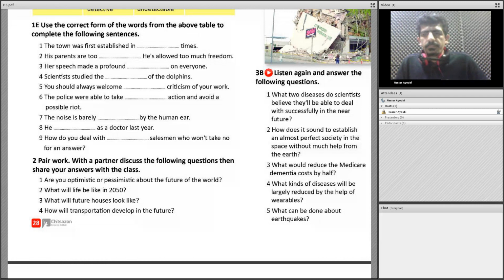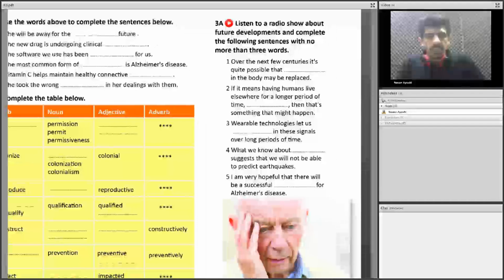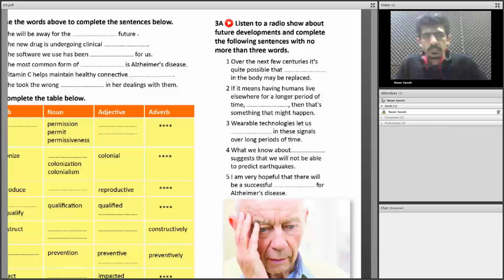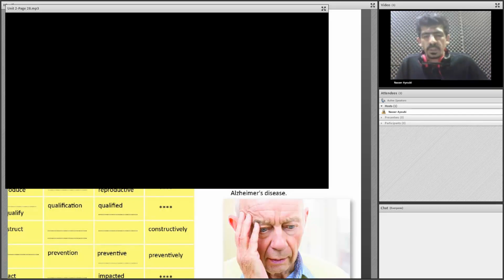Good. Well, back to page 28, we will have listening section. Listen to a radio show about future developments and complete the following sentences with no more than 3 words. Okay. I'm going to play the recording and then talk about the questions.